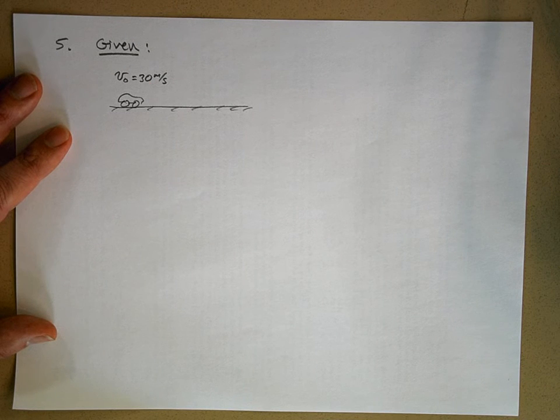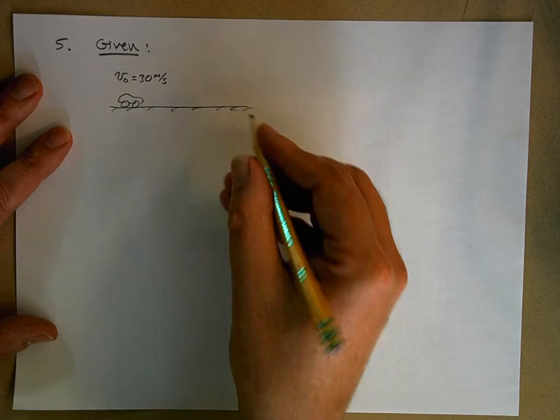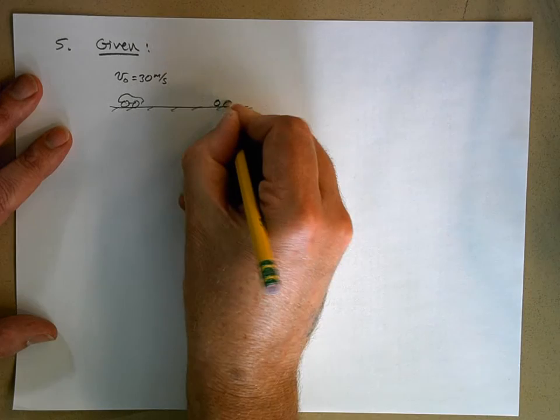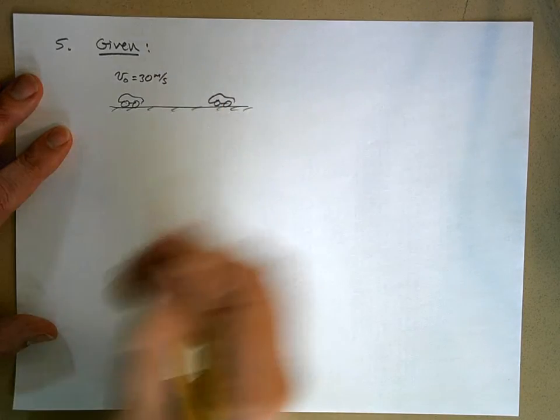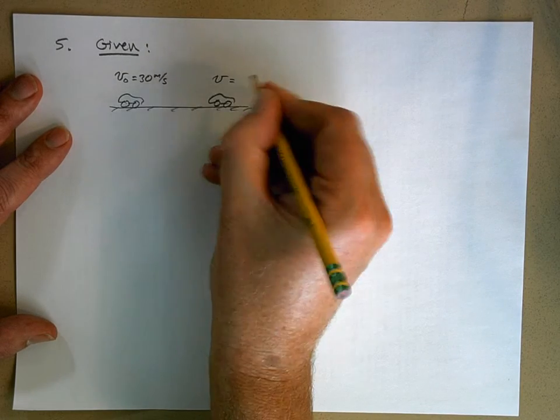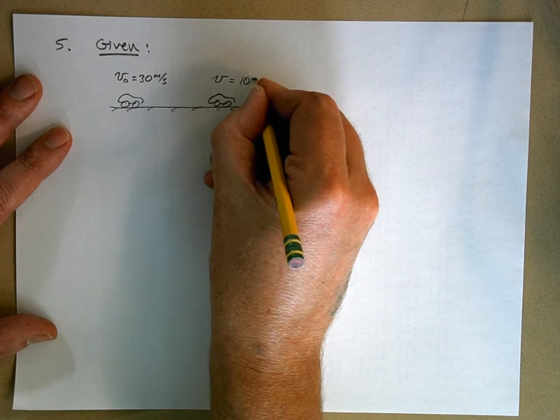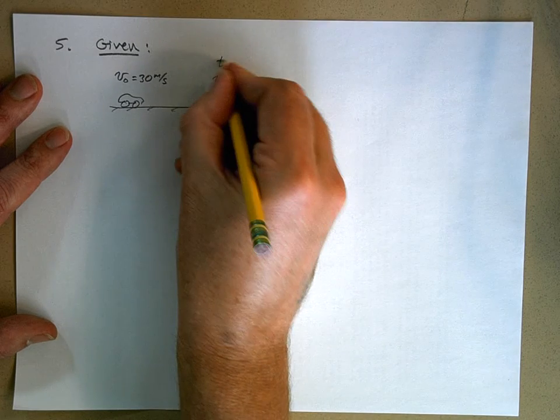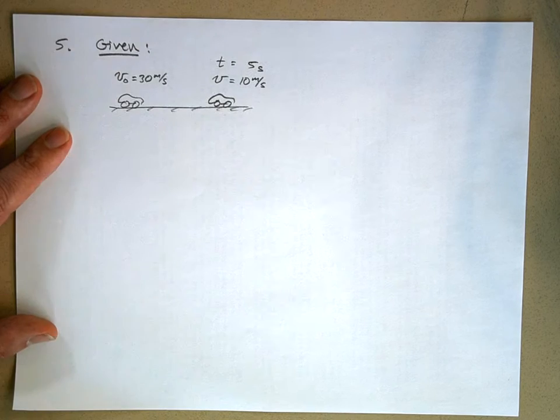And it says that it slows uniformly to 10 meters per second in 5 seconds. So here's our car, changed shape for some reason. So its final velocity is 10 meters per second. And it took 5 seconds for this to happen.